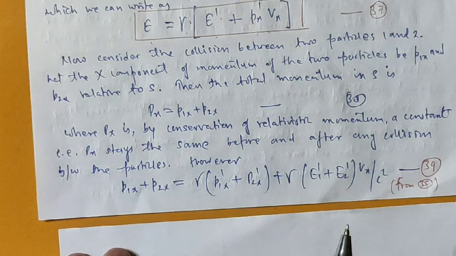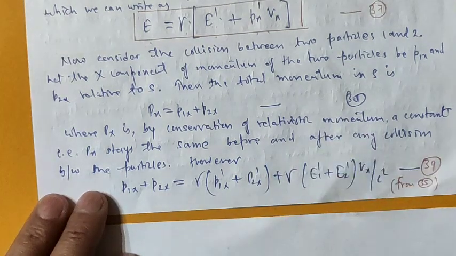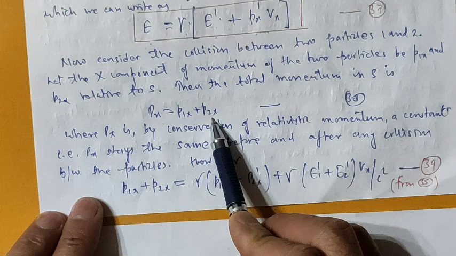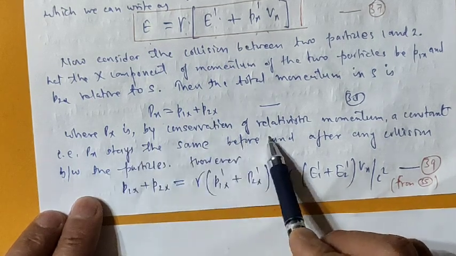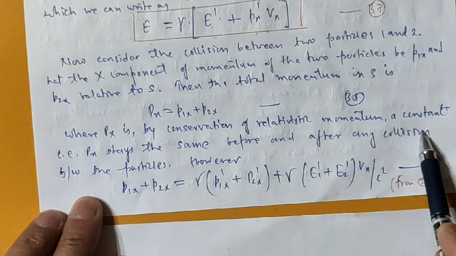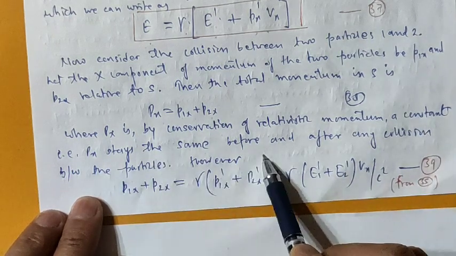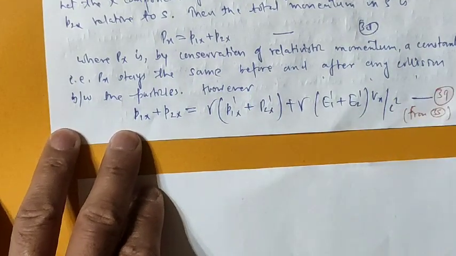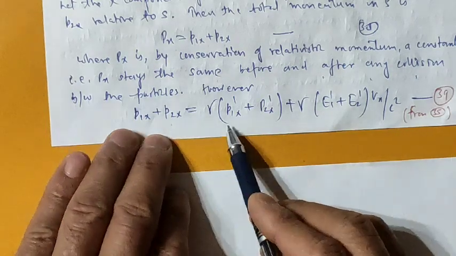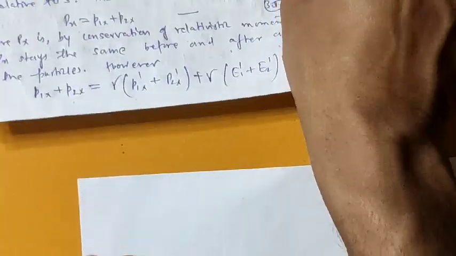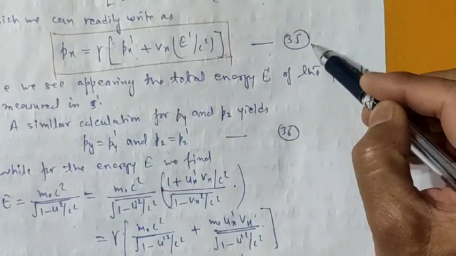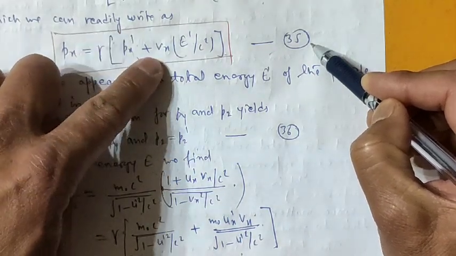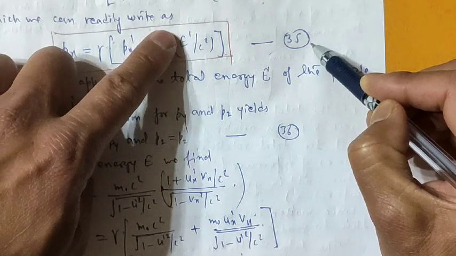Suppose the two particles have x components p1x and p2x relative to S. Then the total px, which I can represent as p1x plus p2x, is by conservation of relativistic momentum a constant; that is, px stays the same before and after any collision between the particles. However, if I write p1x plus p2x with the help of equation 35, then p1x and p2x become p1x prime plus Vx of E1 prime.